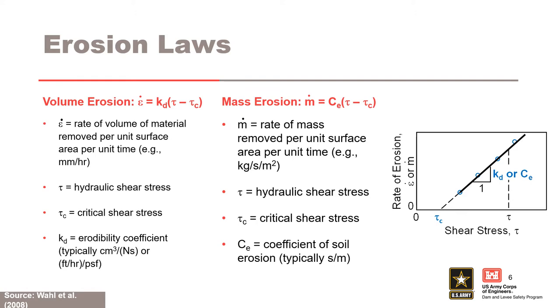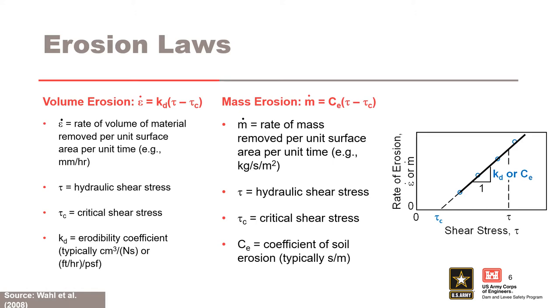What this means, looking at this graph at the bottom of the slide, is that prior to this critical shear stress value, no erosion will occur. And once we pass the critical shear stress, our rate of erosion increases linearly, with the slope being K sub D, as the applied shear stress increases.